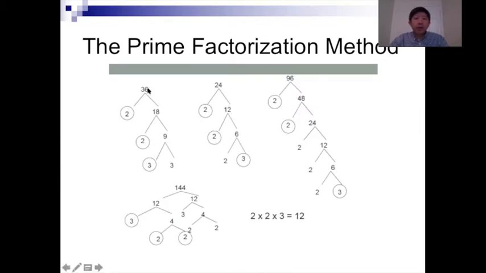I take 36 divided by 2, I get 18. Take 18 divided by 2, I get 9. Now next, for 9, I have to find a prime number. So 9 divided by 3, I get 3. Next, 24. 24 divided by 2 gets 12. 12 divided by 2 gets 6.